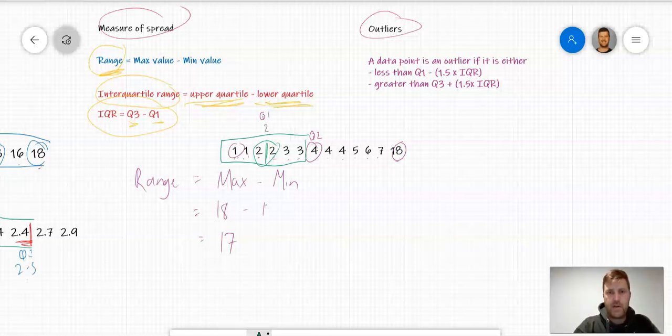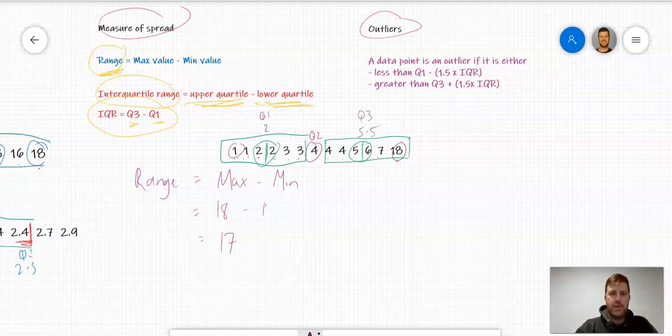And my Q3 value, again, I'm not including that median number. I'm just looking at those top 6 numbers. In this instance, it's halfway between 5 and 6. The average of 5 and 6 is 5.5. So my Q3 value is 5.5. Okay, so there you have it.